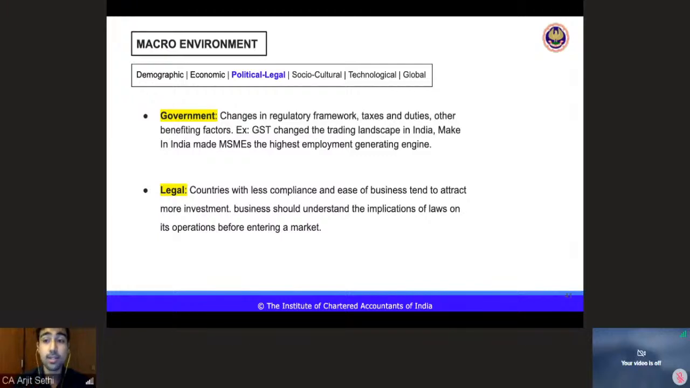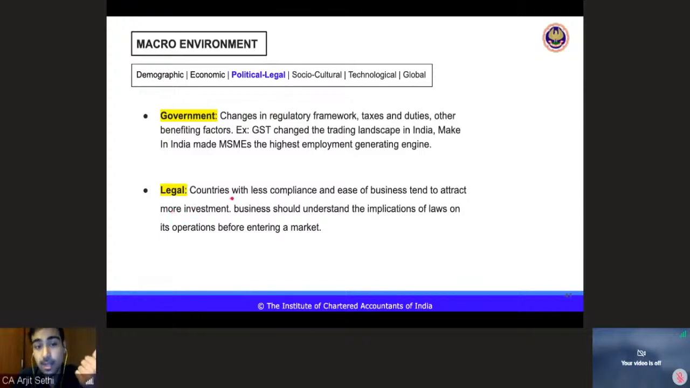Plus, there was this notebandi, right? The notes were entirely revamped. So this is something that, as a business, you have to understand: the government's ideology. The ideologies change. The current government's ideology is changing, disrupting, making new things, right? So you have to understand that on the government front. That comes under political legal.